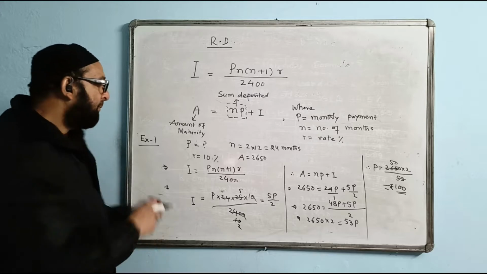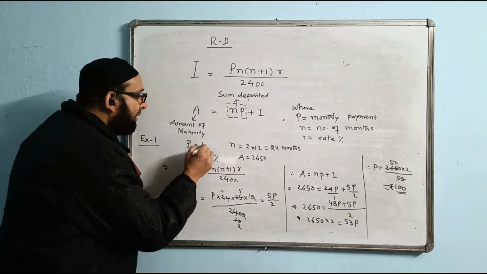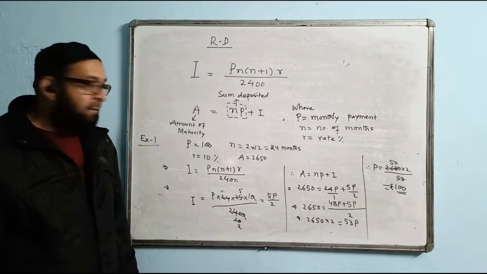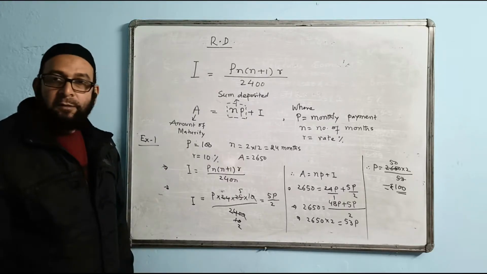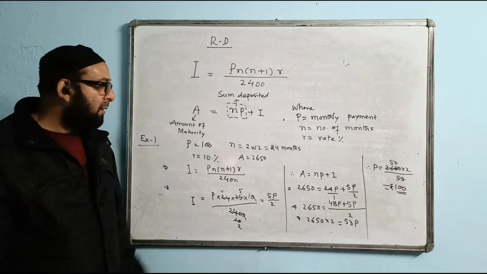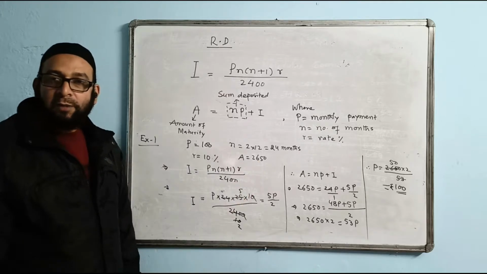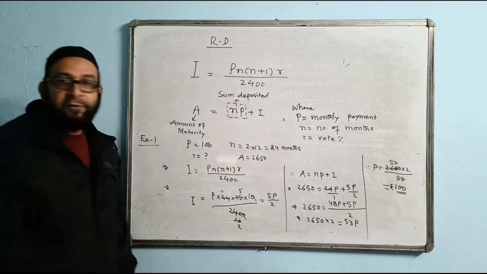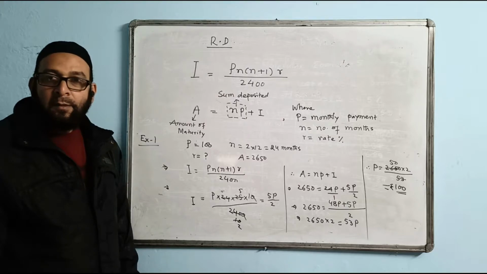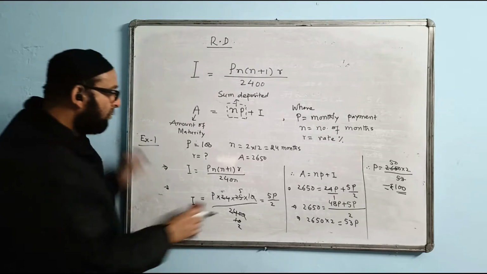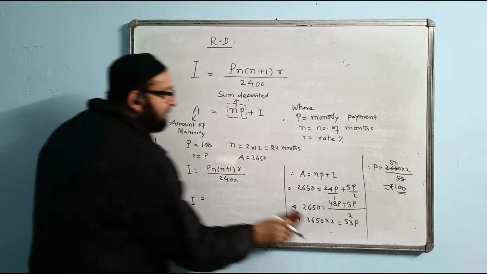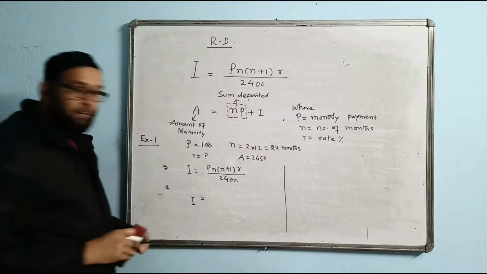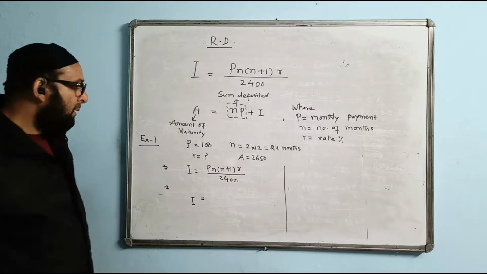Now another one. P is given 100. Time also given, 2 years, amount of maturity also given 2650, but rate is unknown, rate is missing. Question is asking find the value of rate. That is another probable question. To find rate, rate is not given and you have to calculate the value of rate. So let us do it.